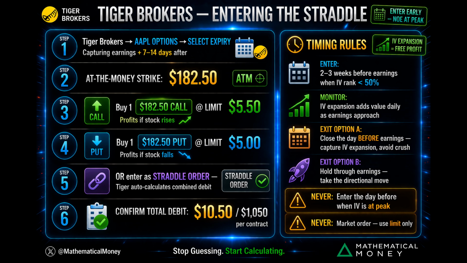For the strangle, navigate to the 190 strike on the call side and the 175 strike on the put side. Buy one of each. Enter a limit debit of $6 for the combined strangle. Tiger displays the wider break-evens automatically. Important: enter straddles and strangles using limit orders during regular trading hours when bid-ask spreads are tightest. Avoid entering immediately before or after major market open when spreads widen significantly.